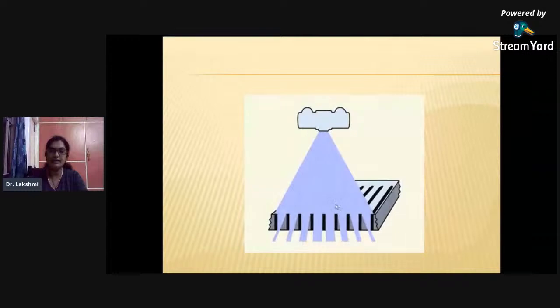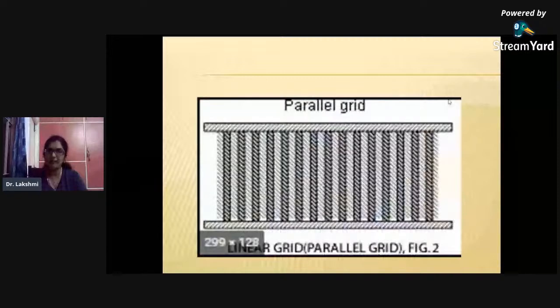A divergent beam is there. So here what is happening? It is focused to this. And this is a grid in which all the strips are placed parallel, also called a linear grid. This is the diagram for it.